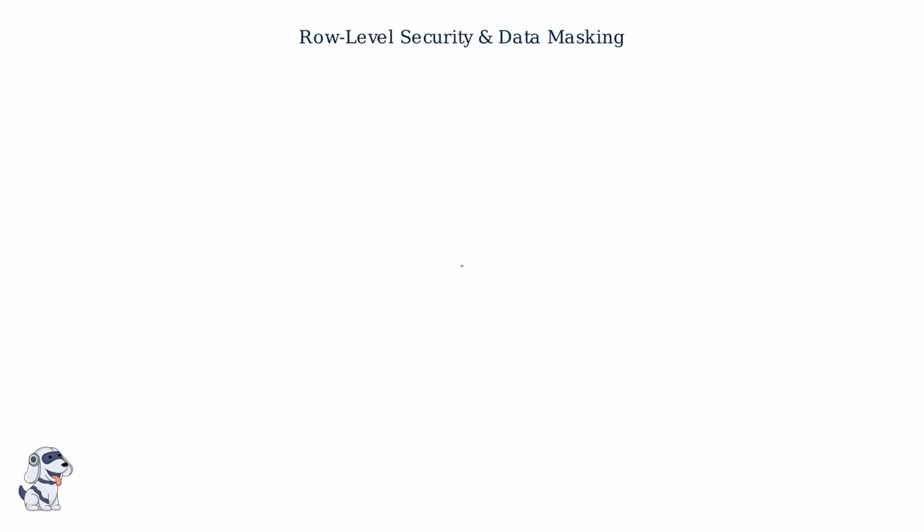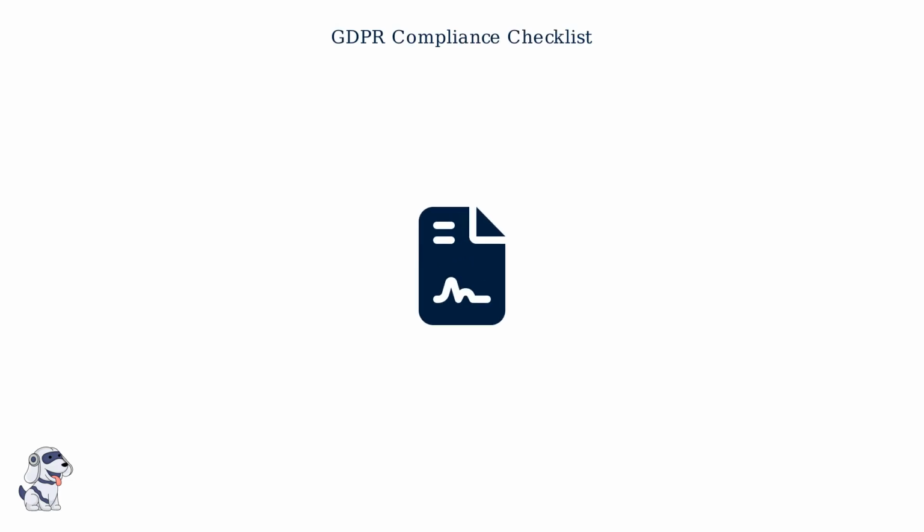Row-level security restricts access to specific data rows based on user roles, ensuring users only see authorized information. Data masking techniques such as scrambling, substitution, and nullifying protect sensitive data like SSNs or credit card numbers in development environments. GDPR requires organizations to protect personal data with principles like consent, access rights, and data erasure.